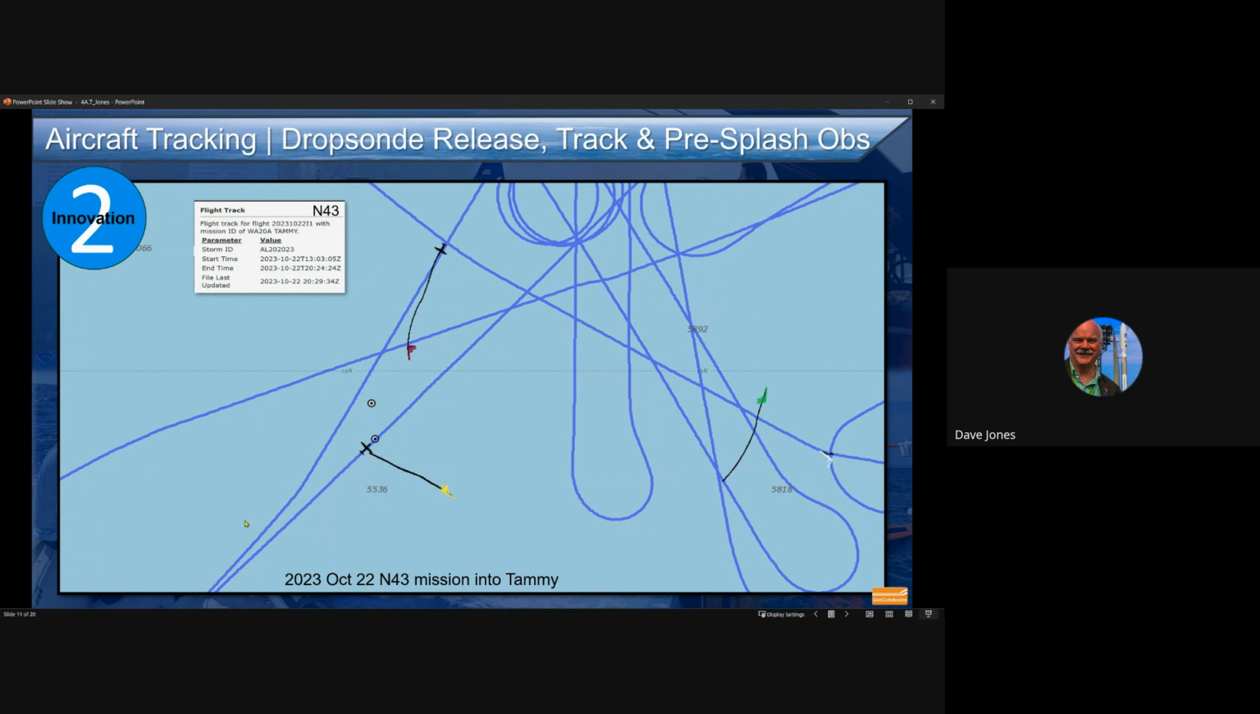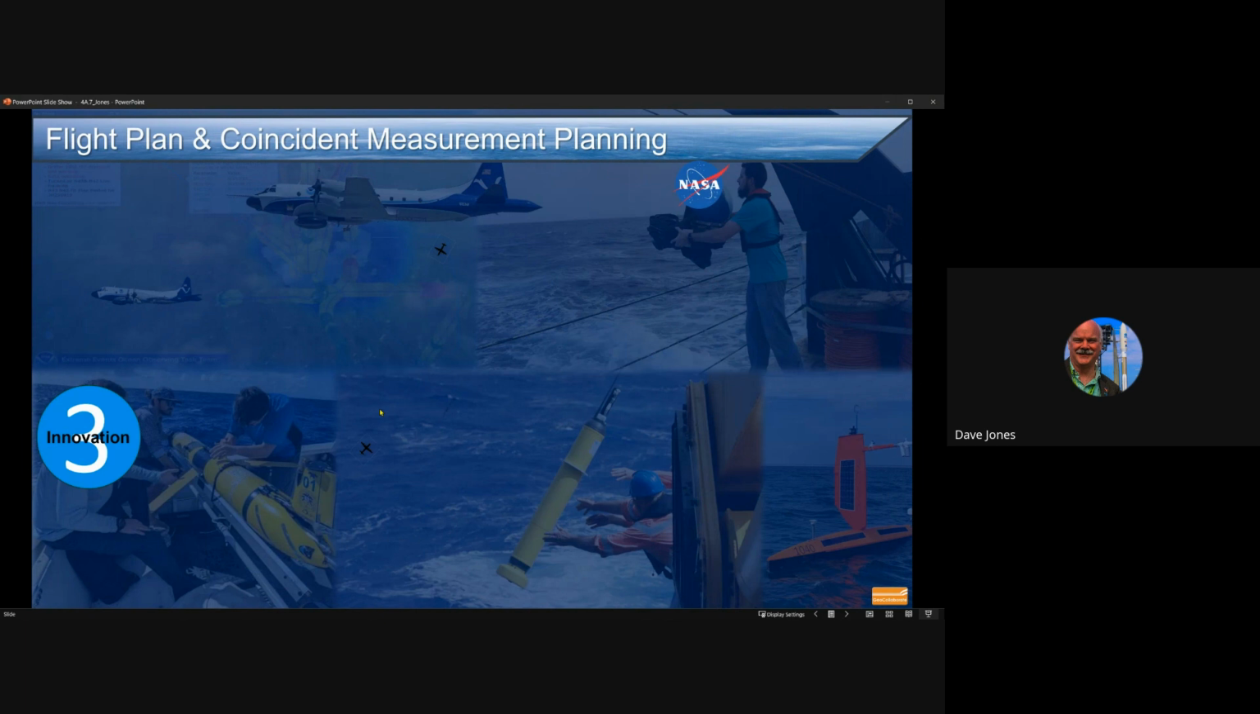So then N43 came down, made a turnaround, came back on this return leg, dropped another sonde. You can see the path it took and the last observation before splash. Another one over here, and this one looks like it didn't have much of a path because it was close to a center drop, which is pretty awesome in itself. These dots are sail drone positions at different times, and I'll get to that with another innovation here.